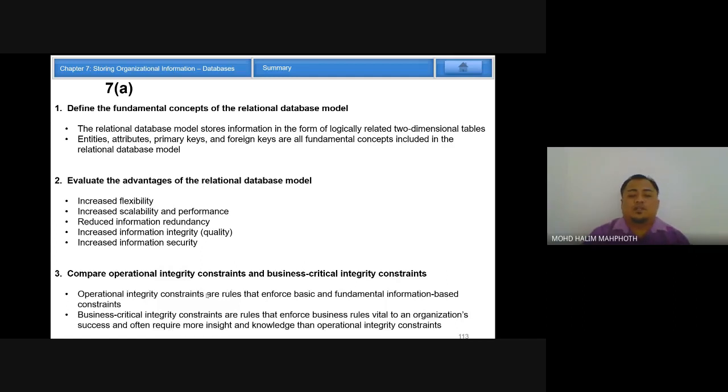Compare operational integrity constraints and business-critical integrity constraints. So these are the two different ones, operational and business. Operational ones are more towards rules that enforce basic and fundamental information-based constraints. Otherwise, business-critical integrity constraints are rules that enforce business rules. As you can see, the term business. They actually enforce the business rules vital to an organization's success and often require more insight and knowledge than operational integrity constraints.